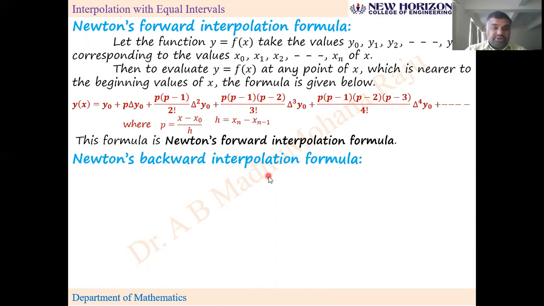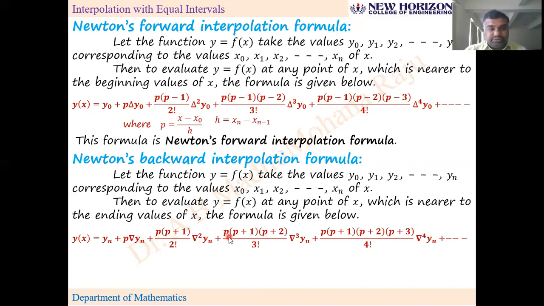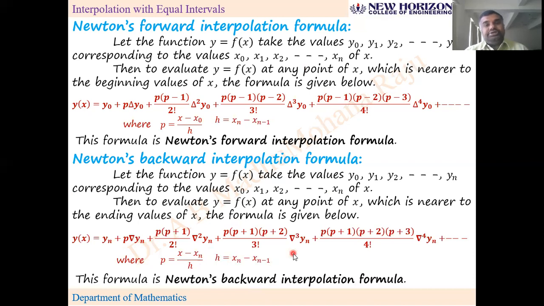Similarly, Newton's backward interpolation formula. We go for Newton's backward interpolation formula whenever you have to find y at an x value near the ending values of x, the last values of x. The formula is this one. Simply the difference is p plus 1 instead of p minus 1, and backward differences instead of forward differences, but here p is x minus xn by h, and h is the same. This is called Newton's backward interpolation formula.